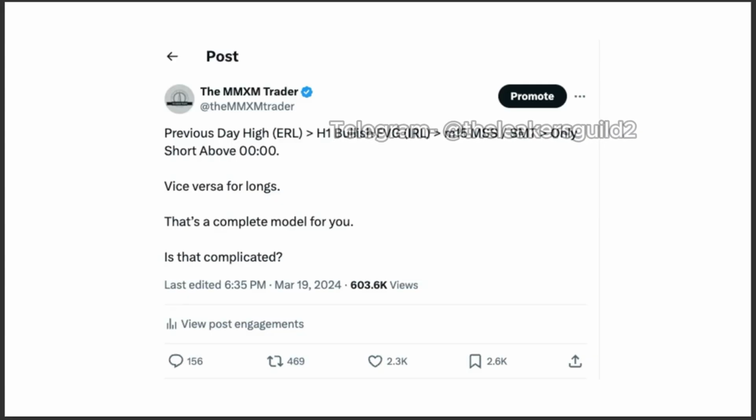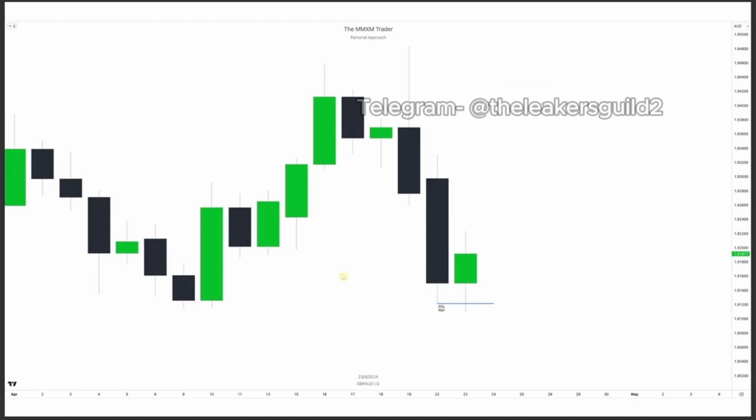Then we wait for a 15-minute market structure shift with SMT and only short above New York midnight or long below it. Right? That is a complete model. So now let's dive in a little bit deeper on how to use that. So first rule of the Twitter model, the X model, right?